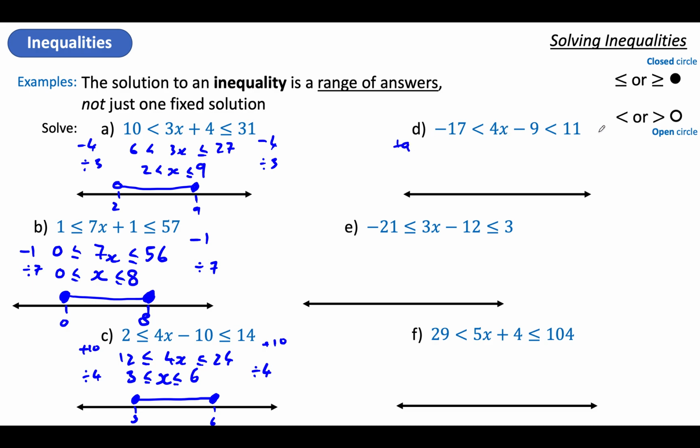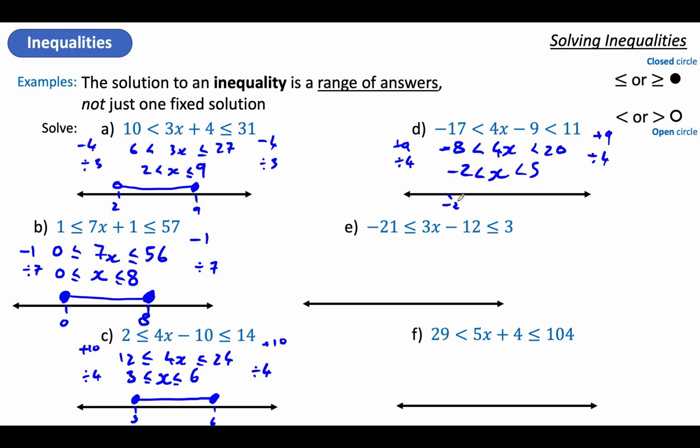Right, add 9 to all three parts. 17 plus 9 gets closer to 0, doesn't it? So that will be negative 8, which is less than 4x, which is less than, I'm adding 9 to that, 20. And then divide by that number touching the letter. Divide by 4. So negative 2, because minus 8 divided by 4 is minus 2. 4x divided by 4 is x, which is less than 5. X is bigger than minus 2, but smaller than 5.